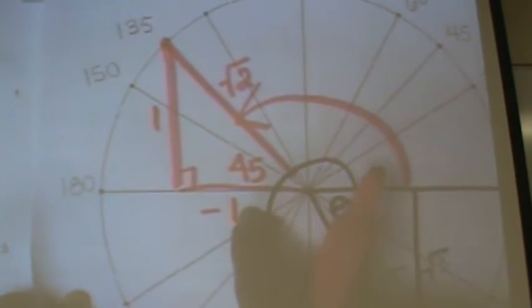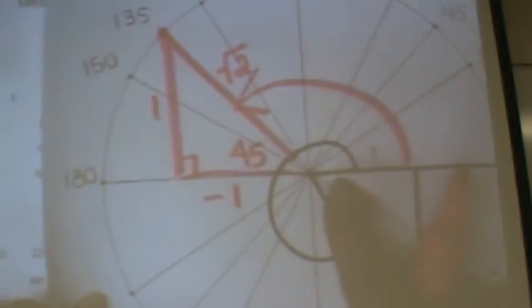What's the cosine of 135? It'd be negative 1 over root 2. And what's the tangent? It'd be 1 over negative 1.